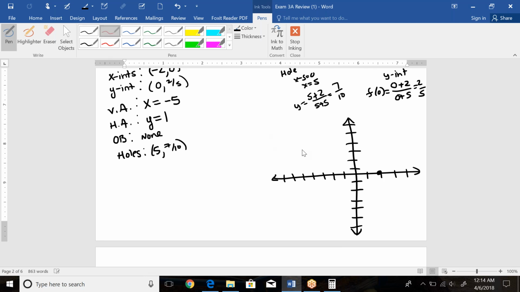I have a vertical asymptote at -5, so 1, 2, 3, 4, 5. x equals -5. I have a horizontal asymptote at +1 for the y value. And no obliques. I have a hole at 5 and 7/10. Okay, so when you have a hole, you draw an open circle. So I need to put another mark. So 5, so 1, 2, 3, 4, 5. 7/10 is still below 1. So see how that hole is just right below that line.